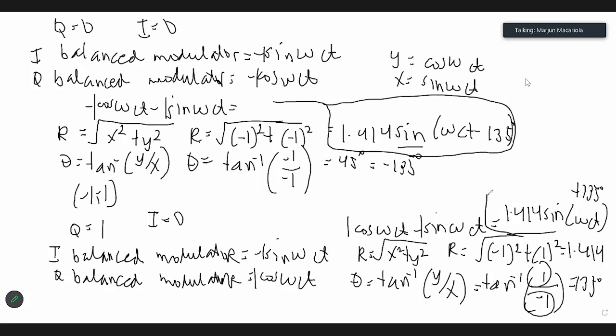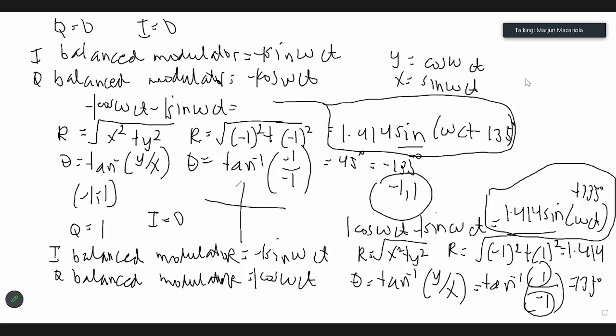So siya equal sa positive 1.414 sine omega ct plus 135 degrees. Explain ko pa kung bakit. Dahil siya ay negative 1 and 1, okay, i-graph natin. So kung i-graph natin siya, so that is negative 1 and positive 1. So siya ay nasa quadrant 2.